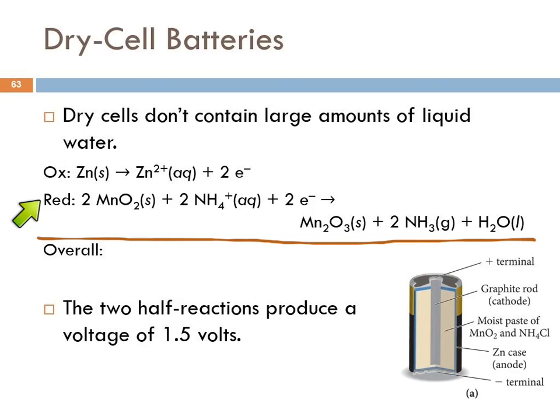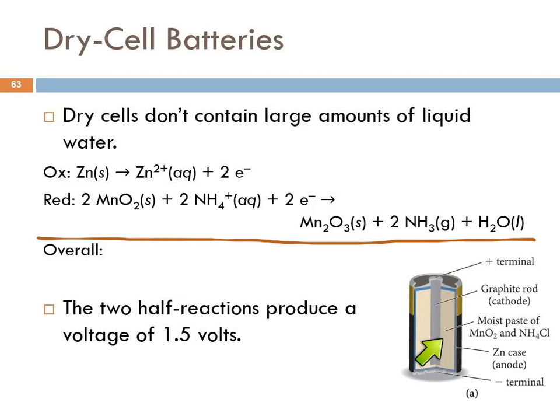The combination of these two half reactions gives a voltage of about 1.5 volts. So if you look at a AA battery, a AAA battery, a C battery, a D battery, what are the voltages on those? 1.5 volts. They're all the same. And how do you get a higher voltage? You string the batteries together in series, and then their voltages add up. Okay?